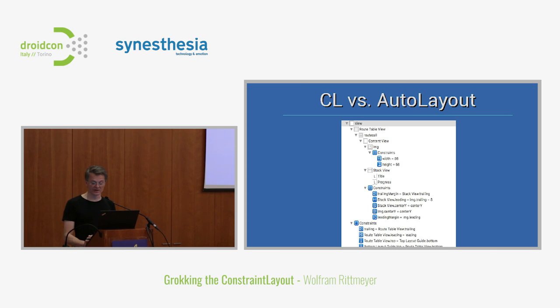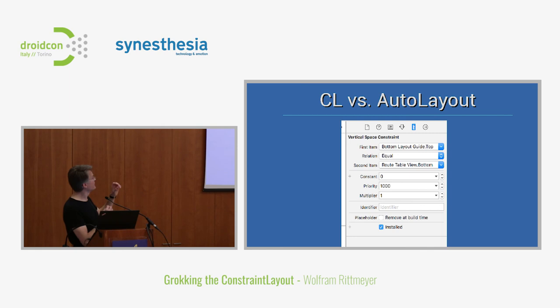This is just another view. That's the detail of one constraint you have in Auto Layout. And you can see that you have the priority, because for those conflicting constraints, you might use priority and say, normally I want this one with a high priority. But when this cannot be fulfilled, I want to use this other constraint with a lower priority. Very awkward, in my opinion.